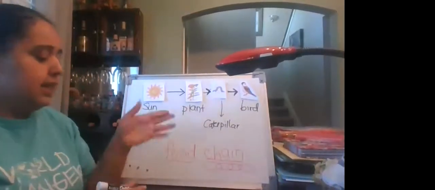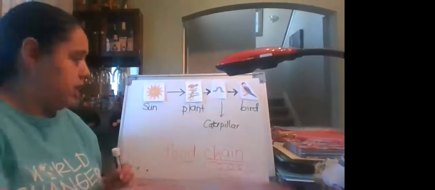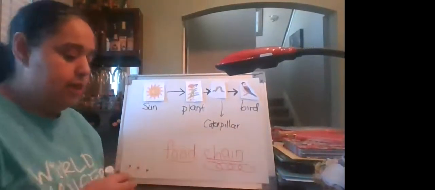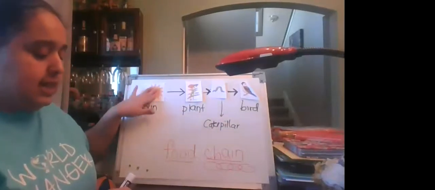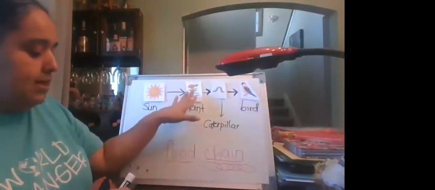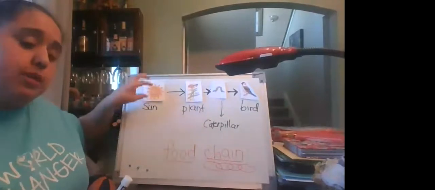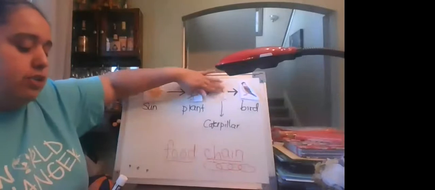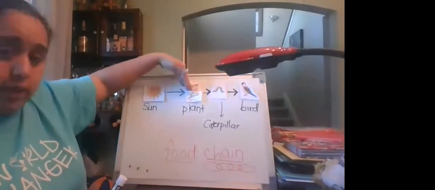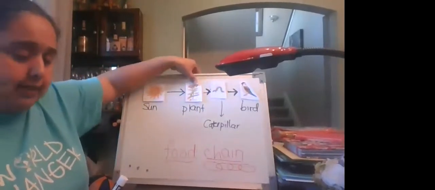So let's look at this food chain diagram, which we have here. We have the sun, which is a non-living thing. The sun gave energy to the plant because the plant uses the energy from the sun to make its own food. And then the caterpillar gets energy from eating the milkweed, right? Or the plant.